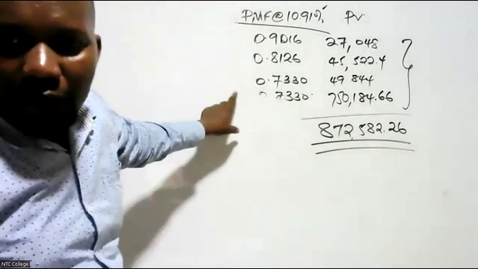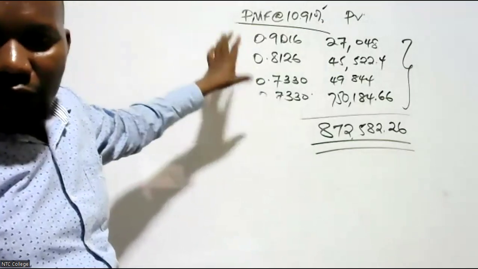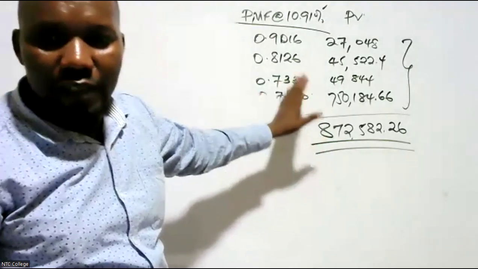So this one, we didn't have initial outlay. So we are not getting net present value because we don't have initial outlay. The figure that you're going to get here is the value of the pound.